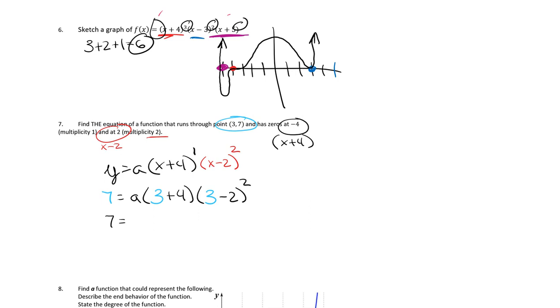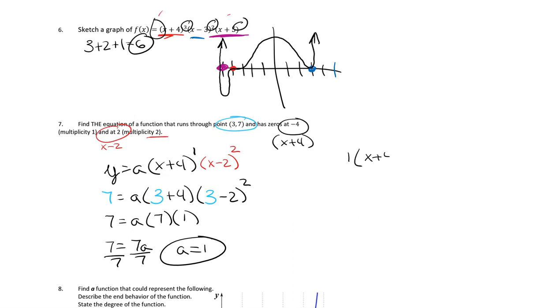So then we get 7 equals a. 3 plus 4 is 7. 3 minus 2 is 1. 1 squared is also 1. Multiply that out. 7 equals 7a. Divide. A equals 1. That's a nice one. So now what we're going to do here is plug that in. So a is 1. X plus 4. X minus 2.